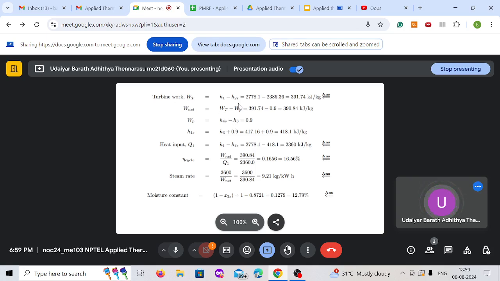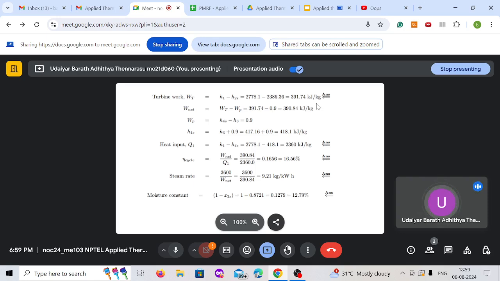From this you can also find out the turbine work. Turbine work is nothing but H1 minus H2s, which, substituting the values, comes out to be 391.74 kilojoule per kg. Now we can estimate the net work generated in the cycle, which is WT minus WP, which comes out to be 391.74 minus 0.9, which gives me 390.84 kilojoule per kg.